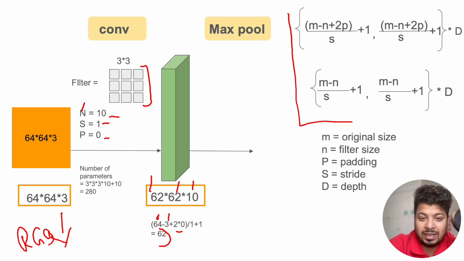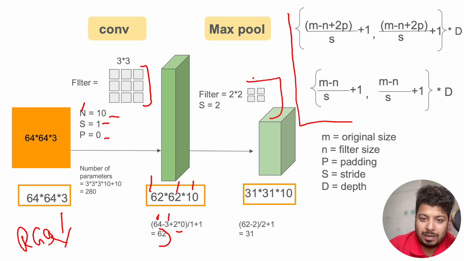Again, if we apply a max pool operation on top of it with a filter of 2 cross 2 and a stride of 2, we apply the same formula, (M minus N) divided by S, plus 1. The actual size here, M, is 62, and N, the filter size, is 2, divided by 2, which is our stride, plus 1, which gives us 31 as the result. Pretty simple, isn't it? If at any point you want to know what the output size would be, you can just use this formula and it will give you more clarity on what output shape you are getting.